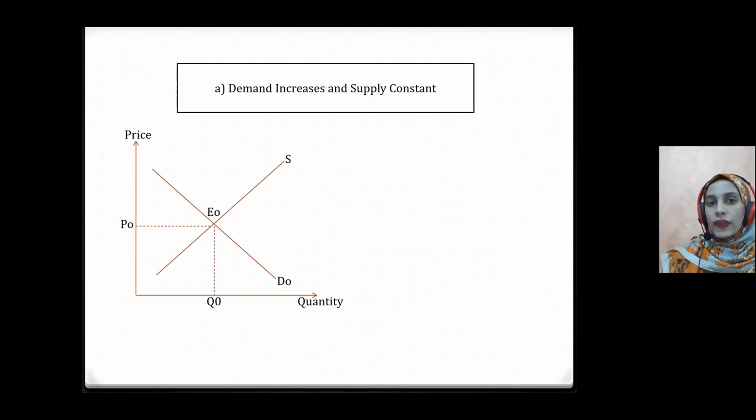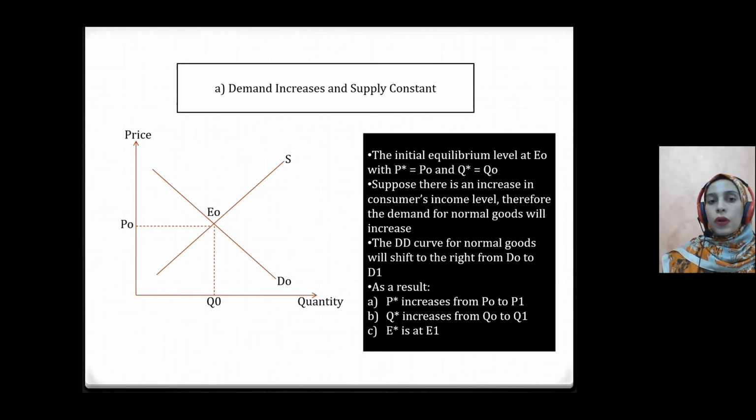So this is a condition when the demand increases and supply constant. So if we have this kind of situation, then we need to draw, or plot, or sketch the initial position of the market equilibrium, right? So we draw the supply curve, demand curve, and we find the initial position of equilibrium point, equilibrium price and quantity.